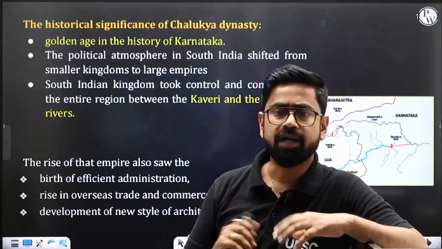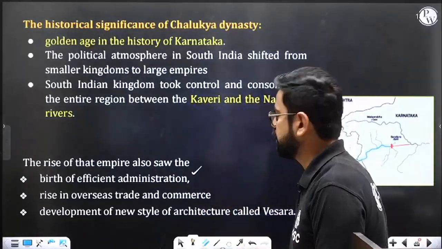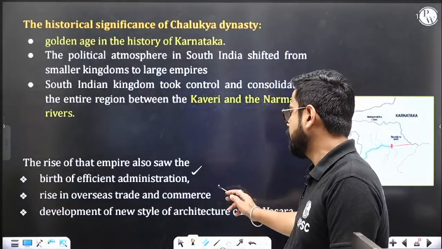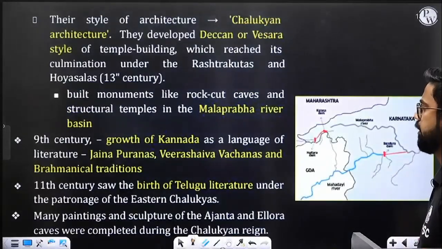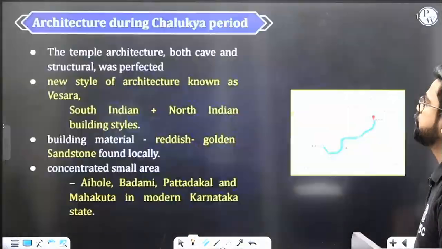But now this is the era where we see big empires. Plus, we are now observing that yes, there is efficient administration. They are connected. There is foreign policy. There are embassies and all. Right? The trade and commerce is also rising. Plus, Vesara school. This is something which is being added by the Chalukyan dynasty. So Vesara architecture. Okay, let's talk about the temple architecture first.